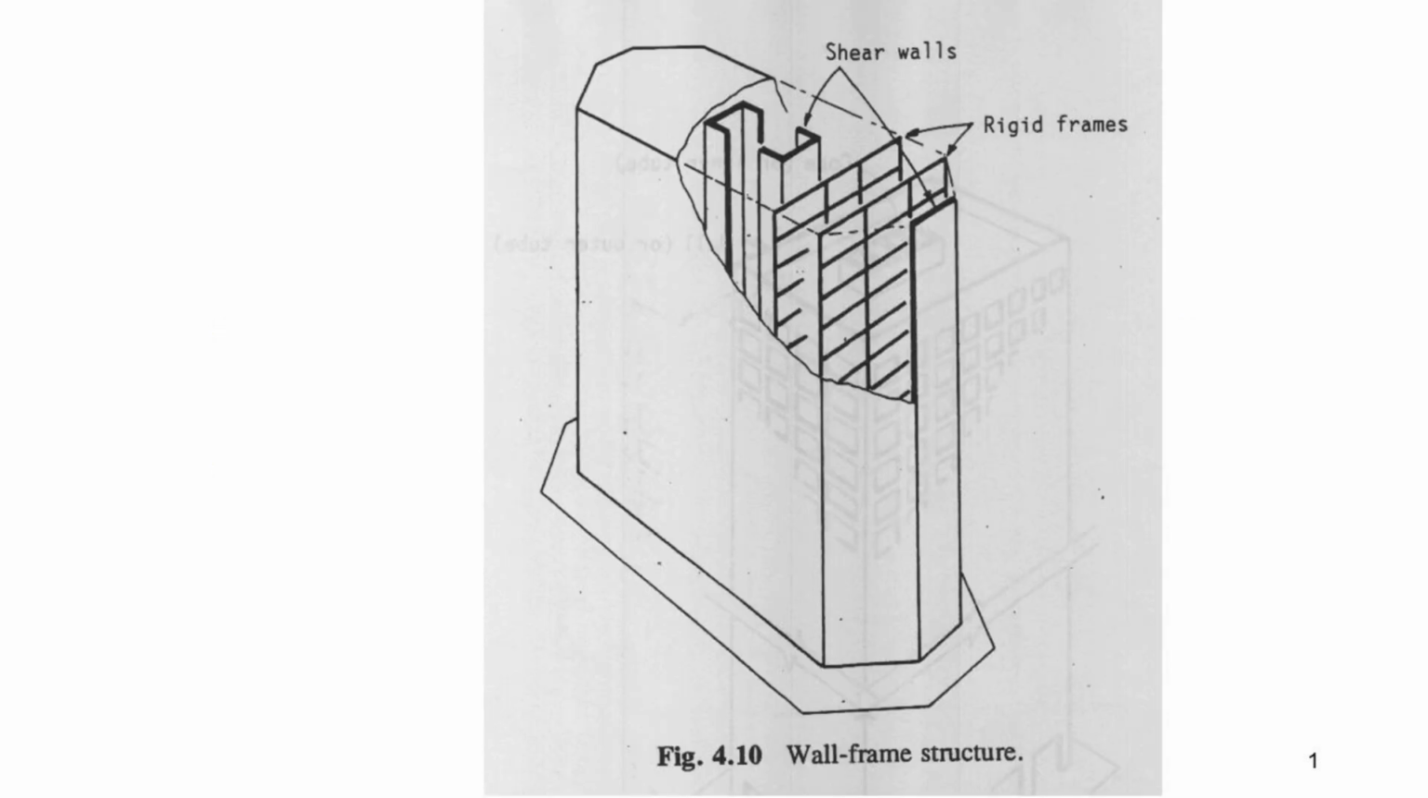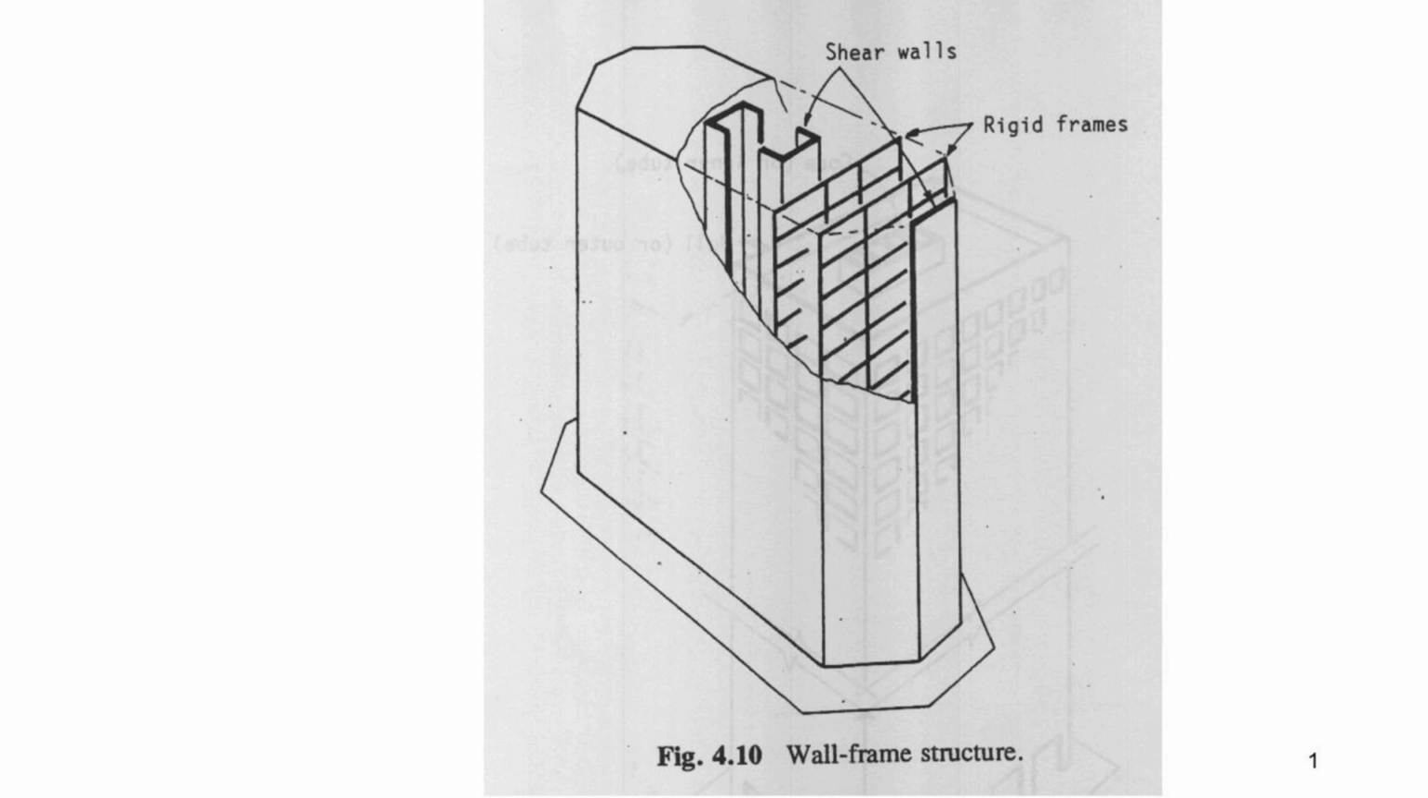Wall frame structures is a combination of shear walls and rigid frames, as shown in figure. It is suited for buildings of up to 40-60 stories high. Without question, this system is one of the most popular systems for resisting lateral loads.